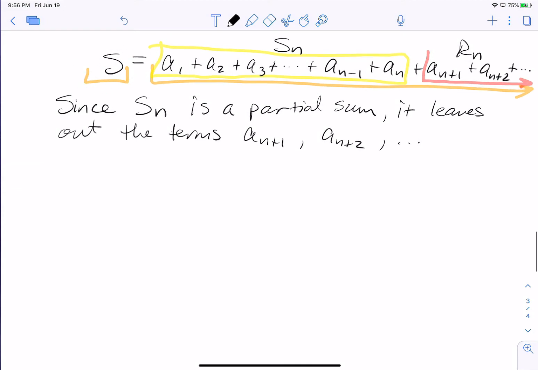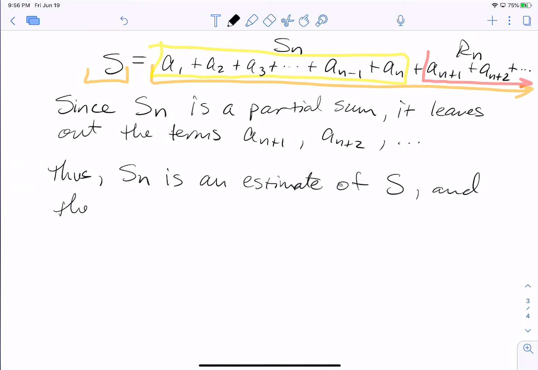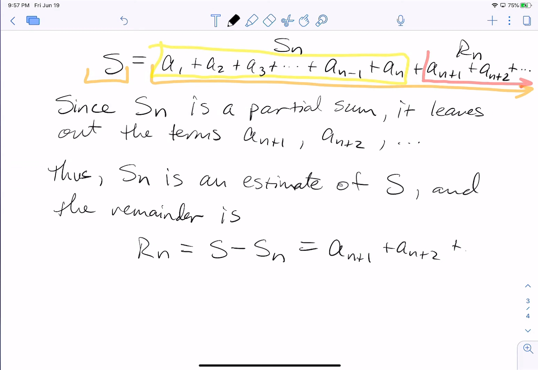Anyway, we can then say that in this way, S sub n is an estimate of the sum S, and the remainder R sub n is equal to S minus S sub n. And that's what we would get in this equation using the symbols: S equals S sub n plus R sub n, if we subtracted and solved for R sub n. And as you can see here, R sub n is equal to a sub n plus 1 plus a sub n plus 2 plus all the rest of them.